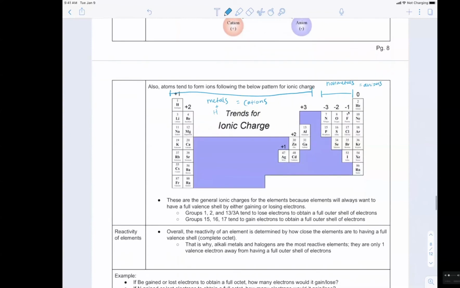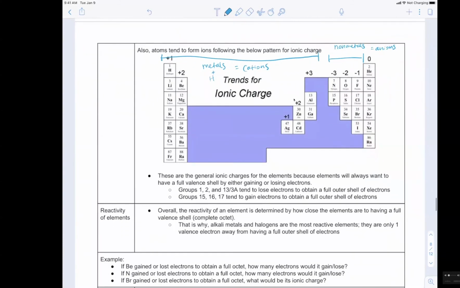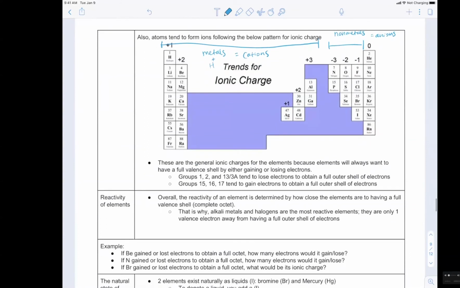So you can see here, your noble gases are going to remain neutral elements because they don't need to gain or lose electrons. So they're never going to react with anything. And since they're never going to react with anything, they're going to stay neutral. But all your other elements tend to either give or take away electrons. So you can see here, right?